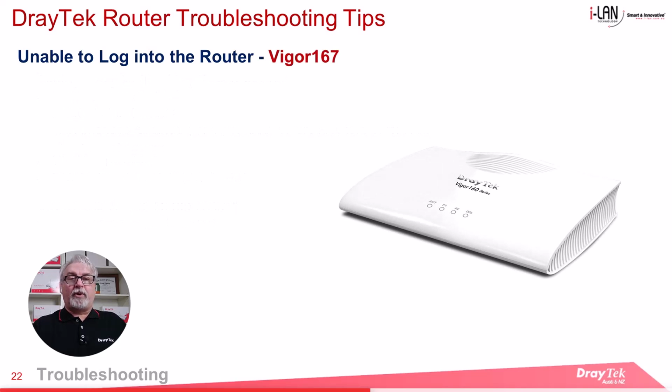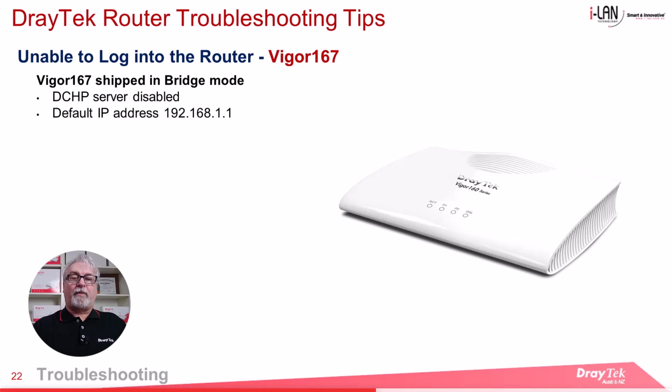One issue often reported to us is that people are unable to log into the Vigor 167. This router is supplied pre-configured with bridge mode enabled. As a result, its DHCP server is disabled, which can cause a problem for some PCs to log in. The Vigor 167 has the default IP address of 192.168.1.1, so you'll need to assign a static IP address to your PC to be in the same subnet. Let's go through that in a little more detail.